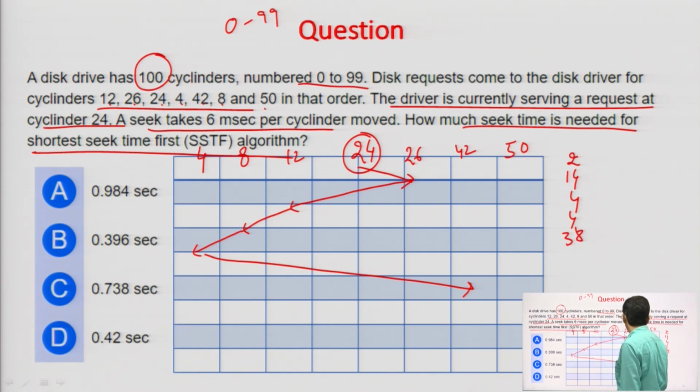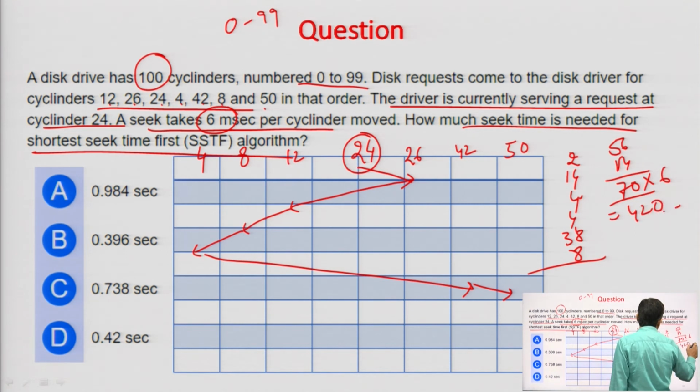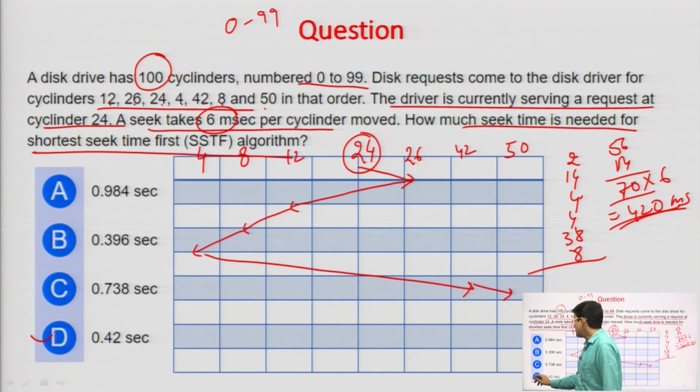It has to travel 38 distance, and from 42 to 50 requiring 8 distance. If you sum all these, this will be the total number of movements. So, this comes out to 56 plus 14, which means 70 movements. When you multiply this with the time taken for one movement, which is 6 milliseconds, this will be 420. This is in milliseconds, and if you convert this to seconds, the answer comes out to 0.42.